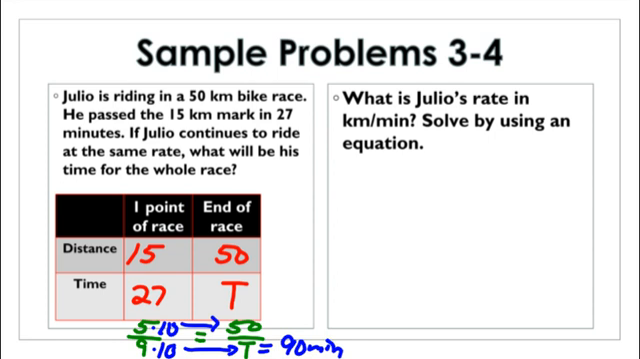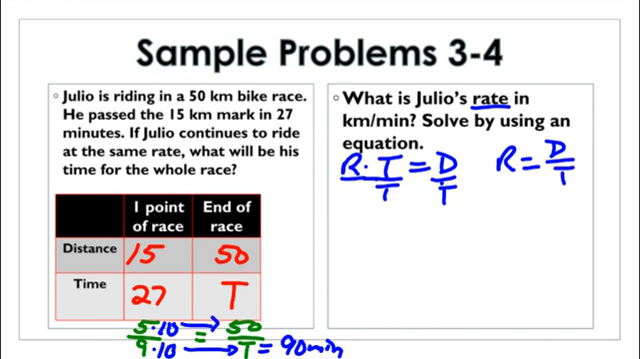Second one, what is Julio's rate in kilometers per minute? Solve by using an equation. So we would start off with our equation of rate times time equals distance. They're asking for the rate, so if we solve for r, that means we divide by t. So the rate equals the distance over the time.